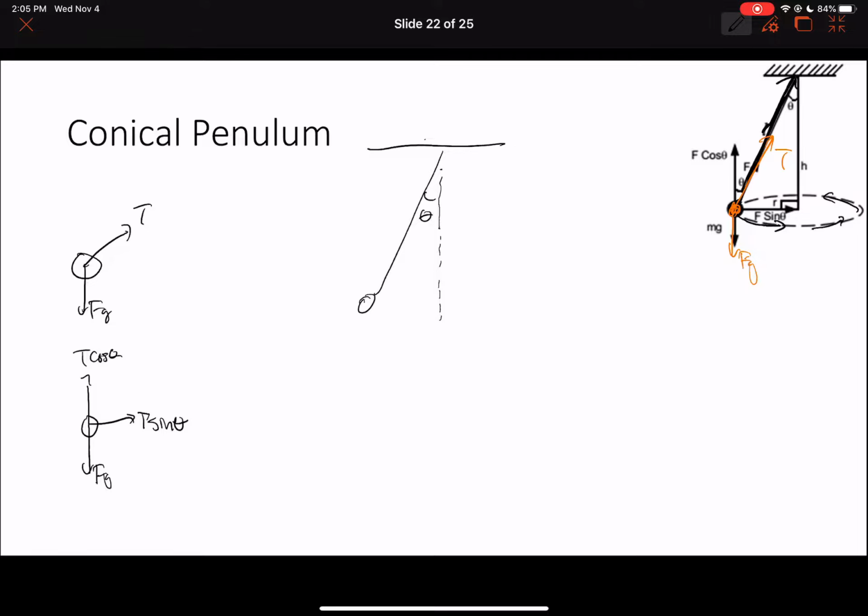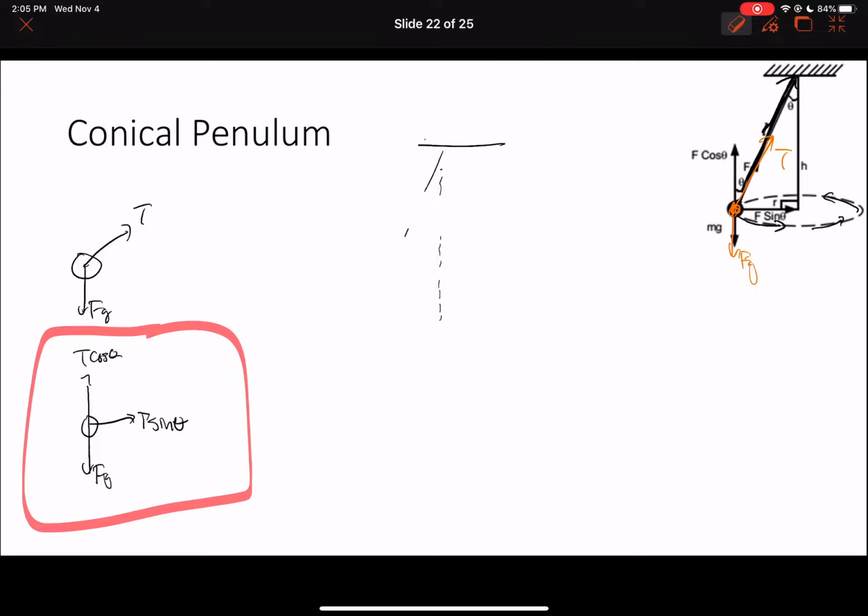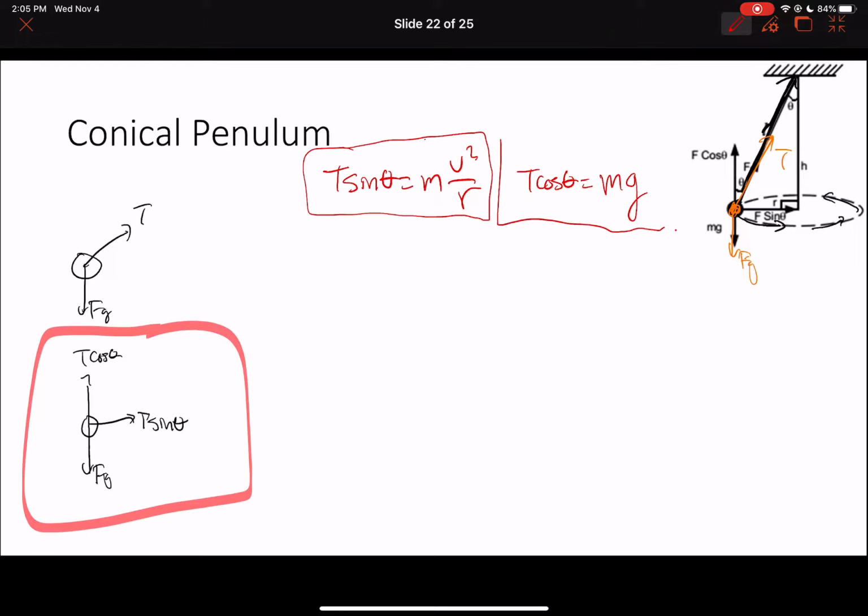And look, this is almost the exact same setup as last time, except instead of normal force, we have T. And so the work is actually the exact same as last time as well. All the math and all the algebra is going to be the exact same. You're just going to have a different letter you're using. We're still going to have these equations. We're going to have T sine theta is equal to mv squared over r. And then we're also going to have the equation T cosine theta is equal to mg. I would box off these two equations for conical pendulums.